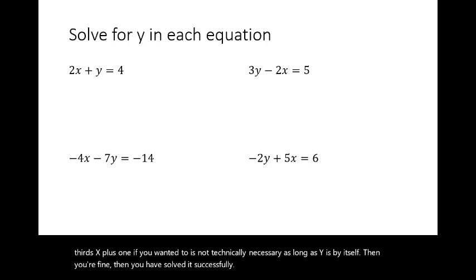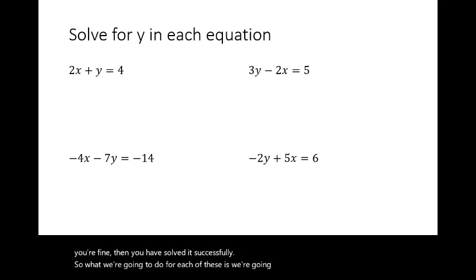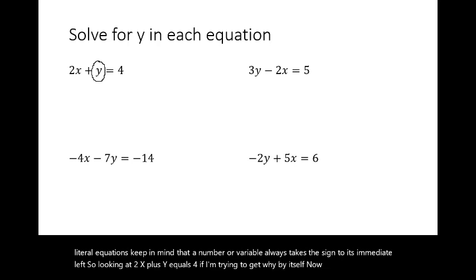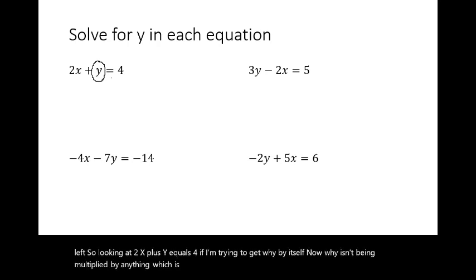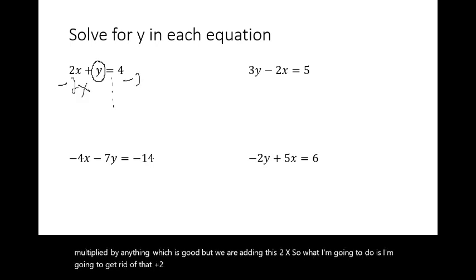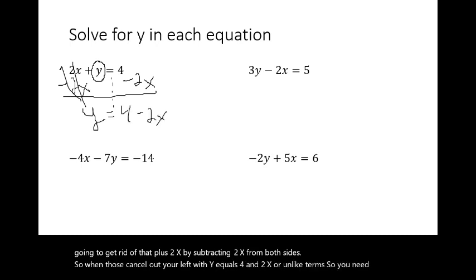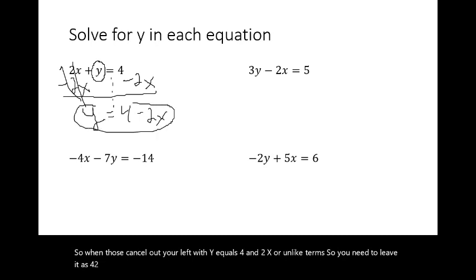So what we're going to do for each of these is we are going to get y by itself in each of these literal equations. Keep in mind that a number or variable always takes the sign to its immediate left. So looking at 2x plus y equals 4, if I'm trying to get y by itself, now y isn't being multiplied by anything, which is good, but we are adding this 2x, so what I'm going to do is I'm going to get rid of that plus 2x by subtracting 2x from both sides. So when those cancel out, you're left with y equals 4 and 2x are unlike terms, so you need to leave it as 4 minus 2x. And then that is good enough for a final answer.